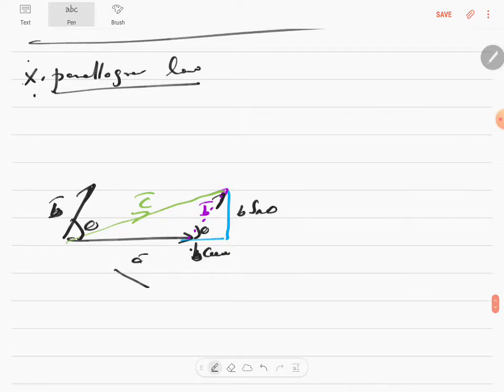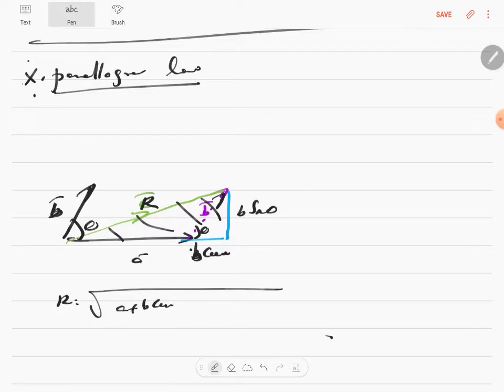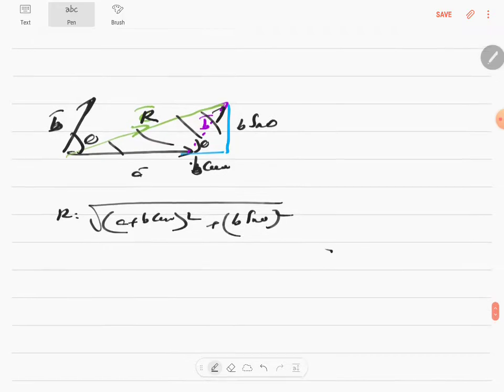Okay, now take this right triangle. Can you use Pythagoras theorem to find what is C, the resultant? You can call this resultant R. Pythagoras: base square plus height square. Base square is A plus B cos theta the whole square, plus B sin theta the whole square.